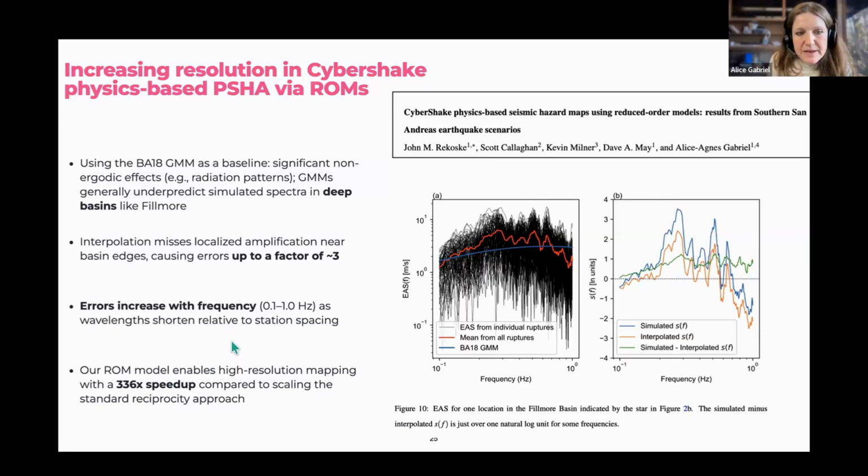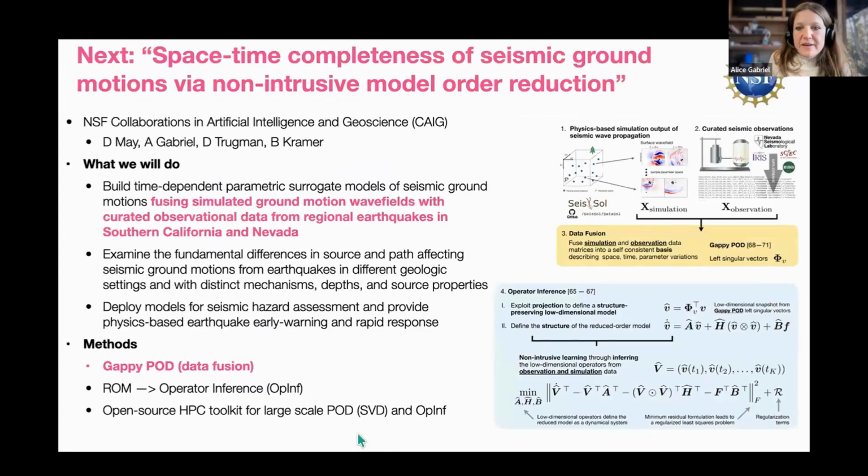This is explainable because wavelengths shorten relative to the station spacing if you go to higher frequencies. And using this reduced order model approach enables this much higher resolution mapping, 336 times faster compared to just running more CyberShake simulations that would be using the standard reciprocity approach. We have an NSF project funded that will try to combine the simulated ground motions with observed ground motions. So we're using GAPI-POT. These are methods that are stemming from engineering, and we have collaborators in engineering that we will try to explore how we can combine simulated and observed data to inform these models.